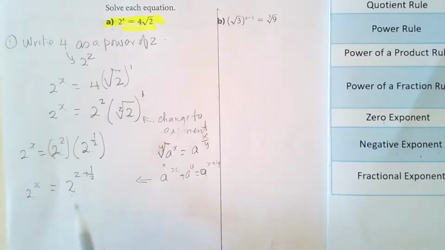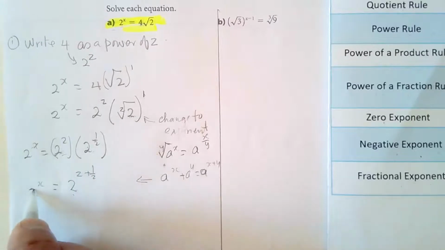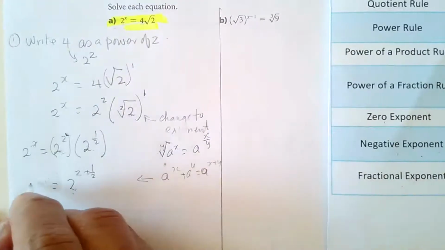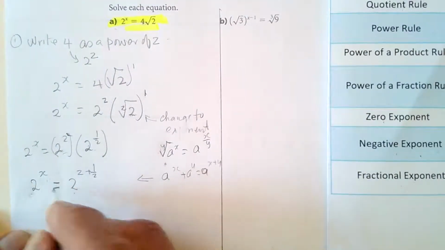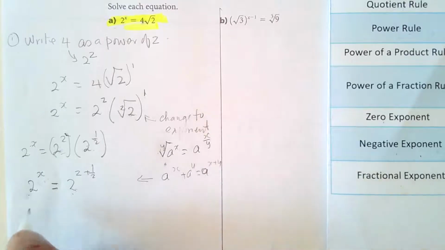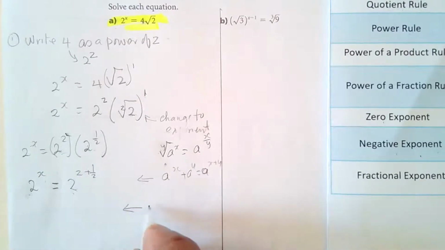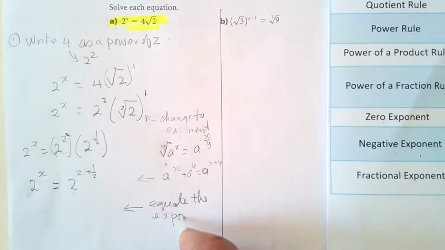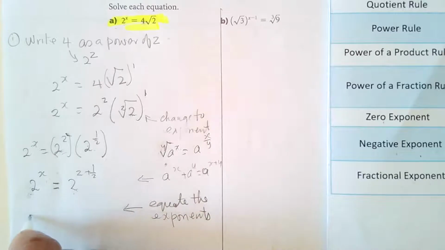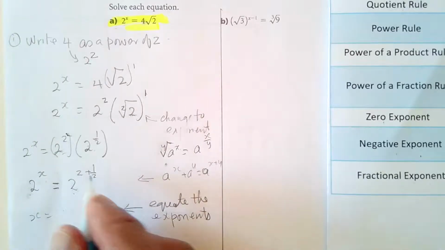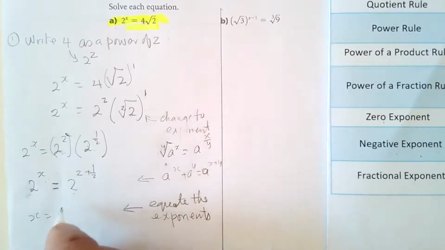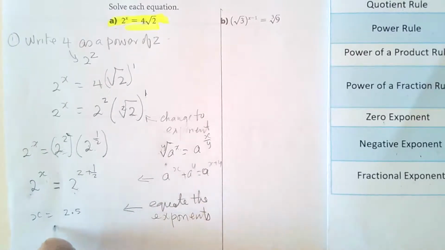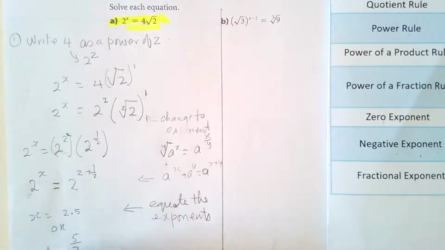The next step, we equate the exponents because the bases are the same. So now we equate the exponents. So x is equal to 2 plus a half, which is 2.5, or 5/2.